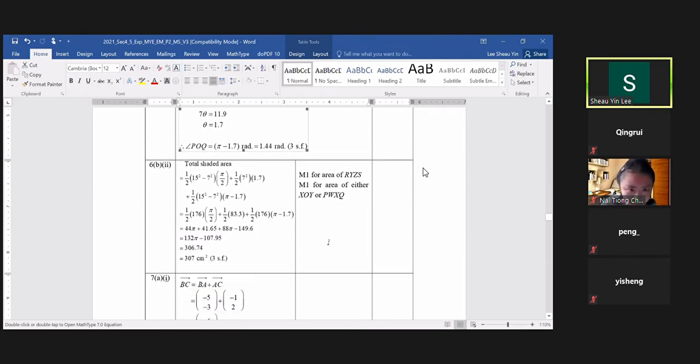Then I have the total shaded area. For total shaded area, now I see your RYZS, correct, I give you 1 mark. Or your XOY, PWXO, I give you 1 mark. Of course there are people getting all correct, 307, but I think you missed one more. I think you didn't round the value, is it? So you left it as 306.74. Then bowl out. You must remember to round it up to 3 SF. This one, I think you cannot manage to copy. Take a handphone, take a photo.